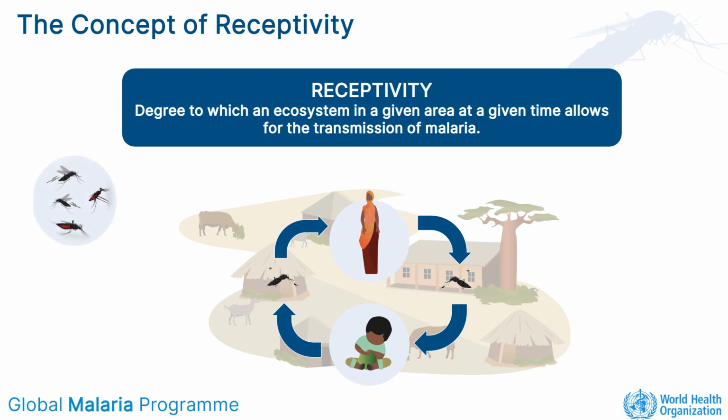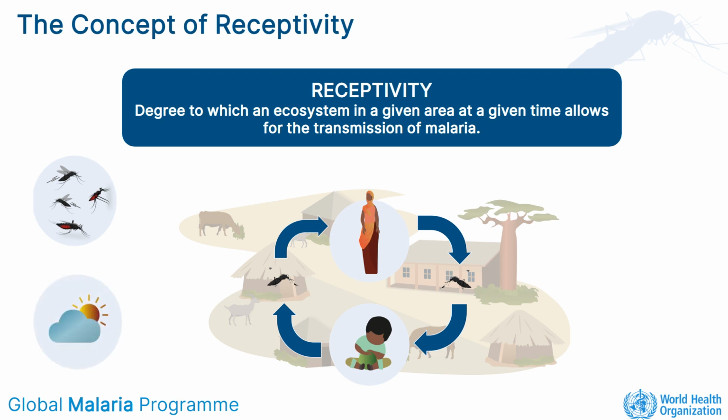Receptivity increases with increasing capacity of the vectors in the area to transmit malaria. The more vector mosquitoes bite humans, the higher the level of receptivity. That means that areas with high numbers of efficient vectors will be more receptive. However, the use of effective vector control can reduce receptivity by preventing mosquitoes from biting humans.